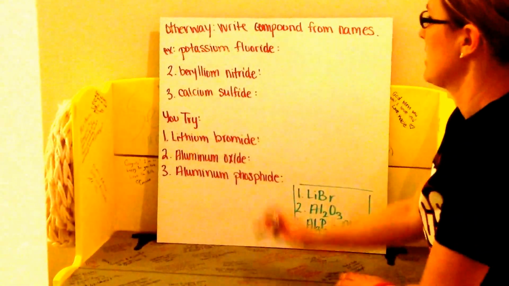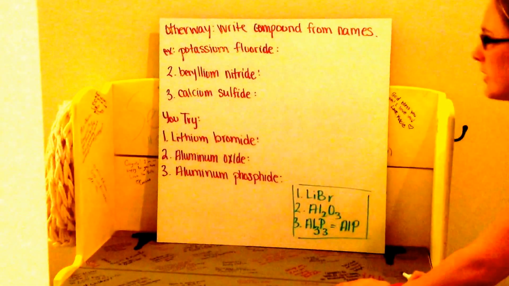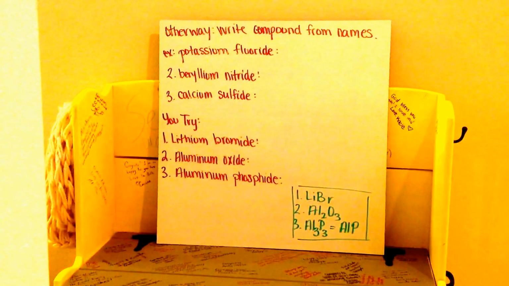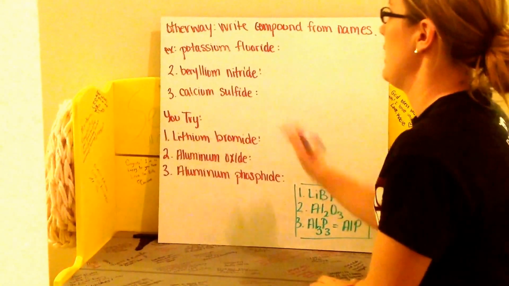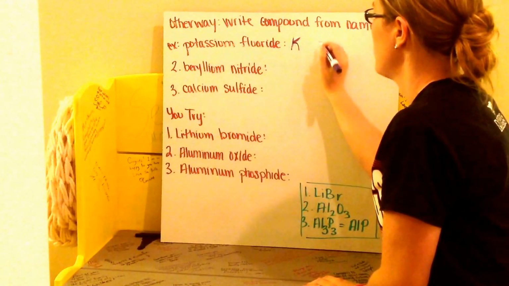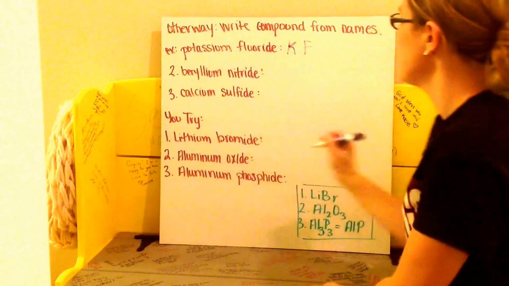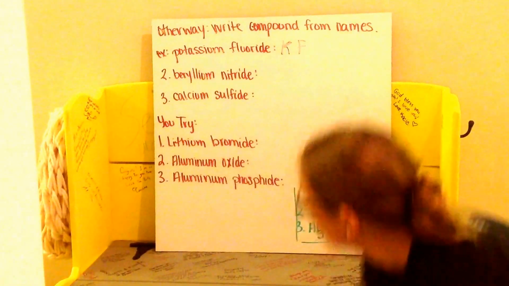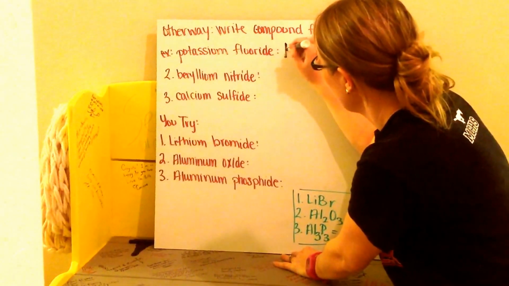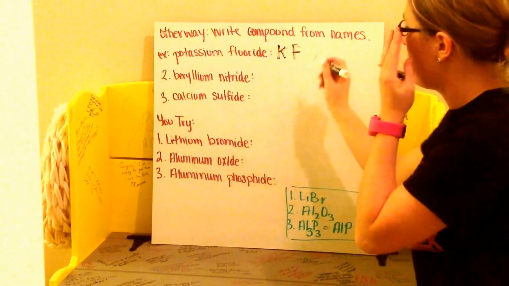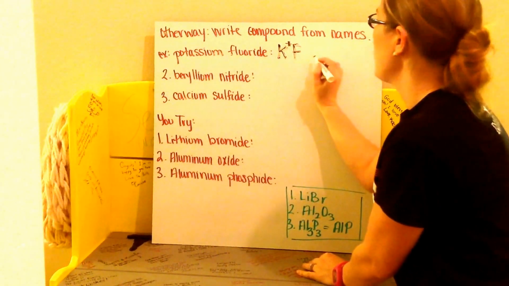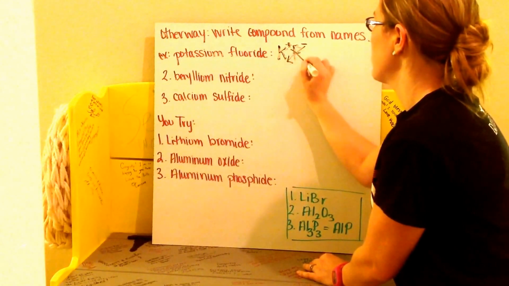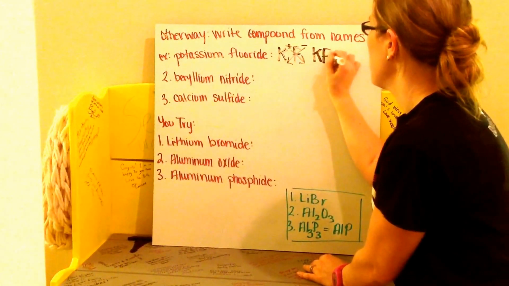Now let's go the opposite direction. Given the name, we should write the compound from the names. Potassium fluoride. Potassium is K, fluoride is F. I then check to see what their charges will be. Potassium is in group 1, so it's going to have a +1 charge. Fluorine is in group 7, so it's going to have a -1 charge. My charges are going to crisscross down, and I get KF.